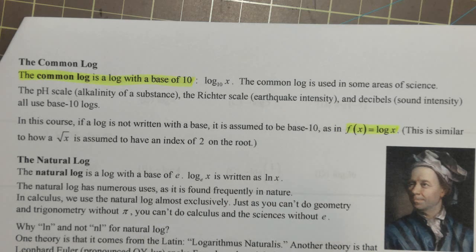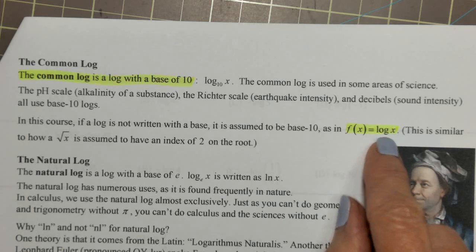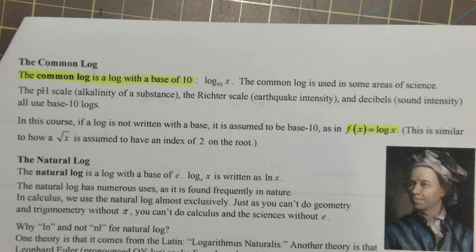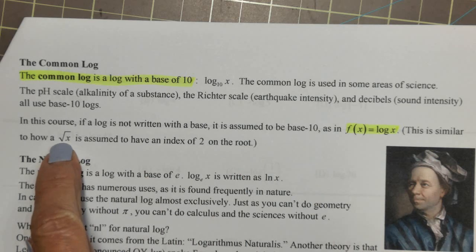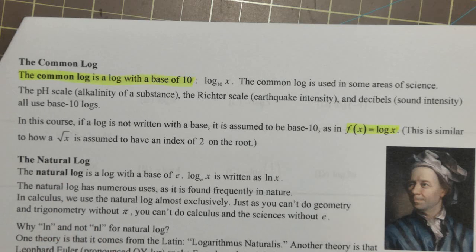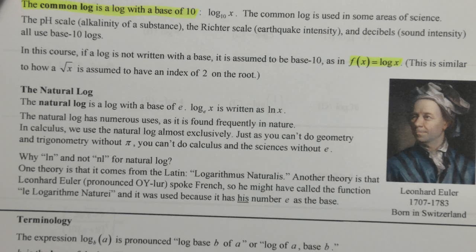Okay? So if you don't see a base on a log, it is assumed to be a 10 in this course. I say in this course because later on, if you see a log with no base, it's assumed to be the natural log. And I know that's a little confusing, but not for this course. For this course, no base shown means it's the common log, log base 10. Similar to how if you see a root symbol, it's assumed to be an index of 2, whereas if it's another root, you have to show the number for it.